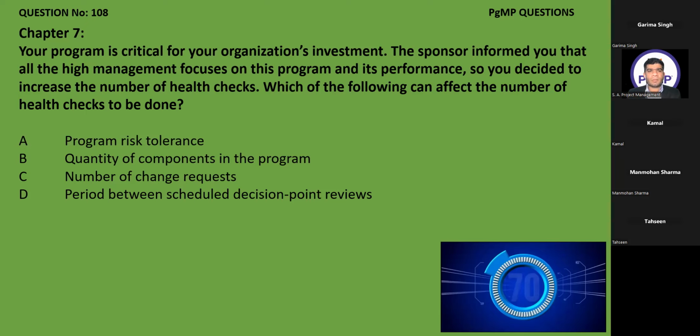Okay, because if there is any addition, the program health check has to be as per the components, right? No, no, no, no. Health check is only dependent on the schedule between the decision point reviews or phase gate reviews. It has nothing to do with components, nothing to do with change request, nothing to do with anything else. It's a very three-line topic, and it's only talked about in the PMI standard for the decision point reviews.